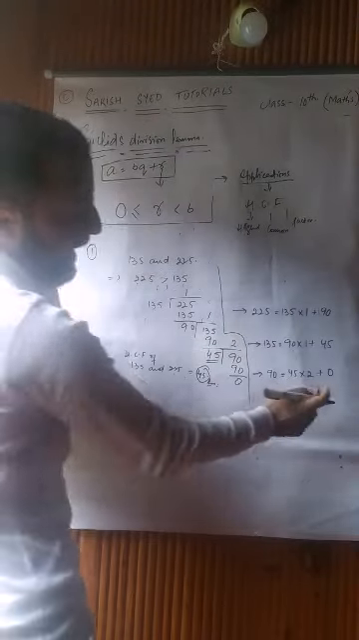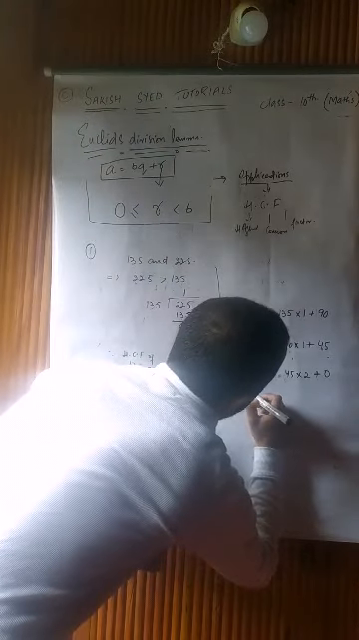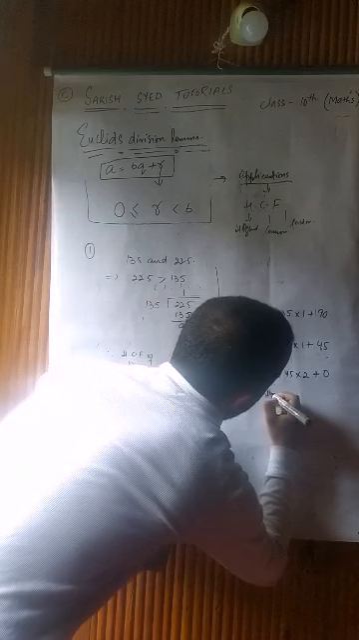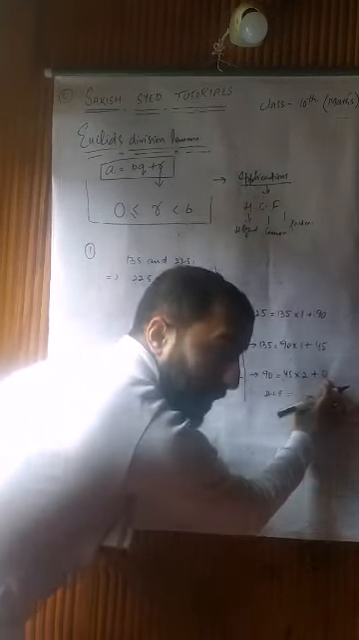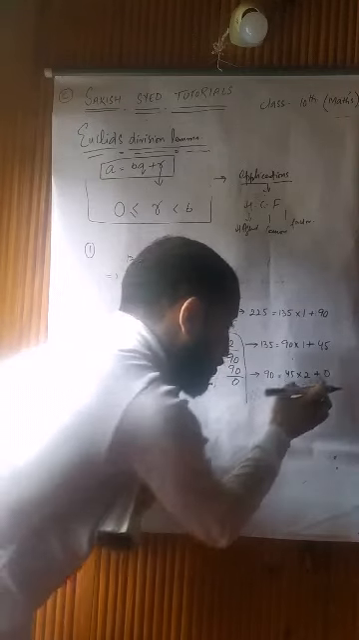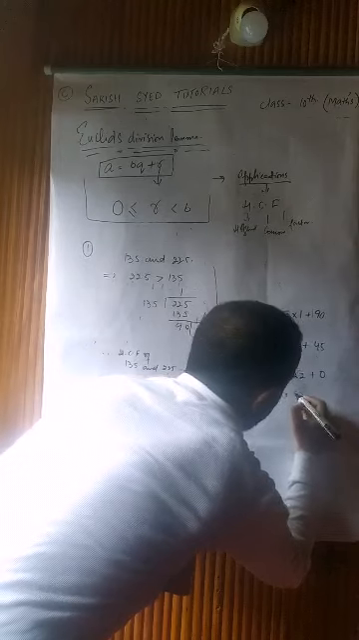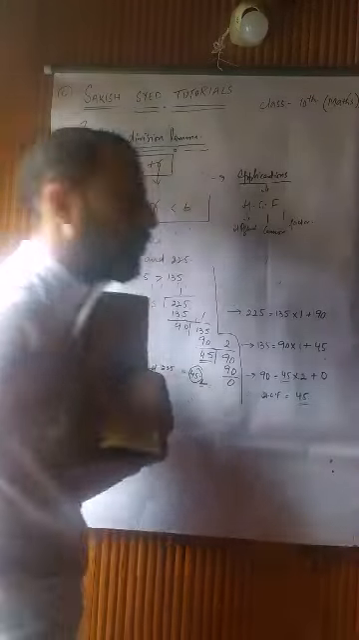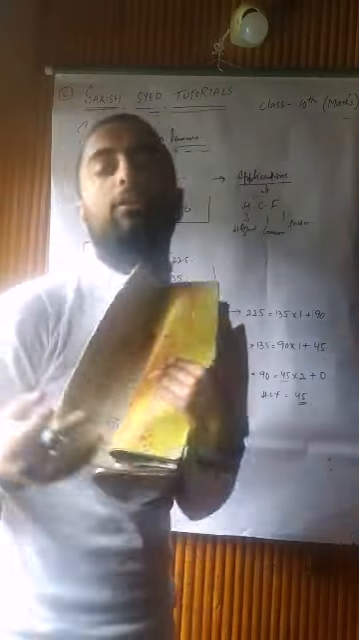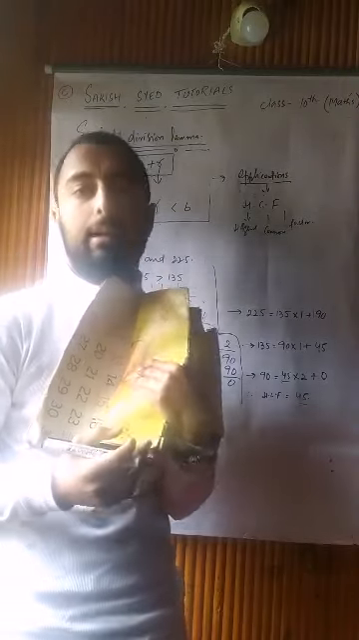Now here I got the remainder 0. So in the final step, I got the remainder 0 and the divisor was 45. So the HCF is 45. This is Euclid's division lemma. This is how we can find the HCF of two numbers by using Euclid's division lemma.